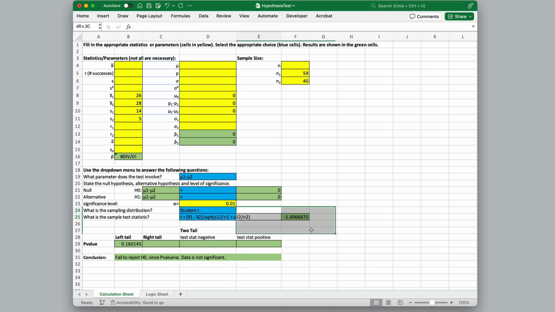Okay, so here to the right, you see our test statistic of about negative 1.01 and our left tail p-value of about 0.1601. Conclusion: fail to reject the null since the p-value is greater than alpha. The data is not significant in this case.